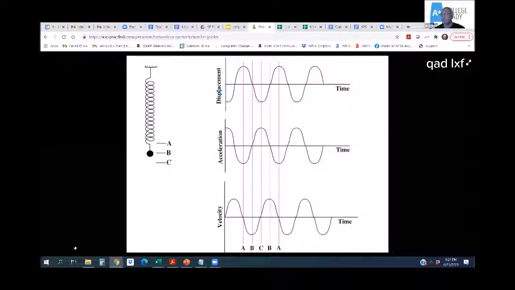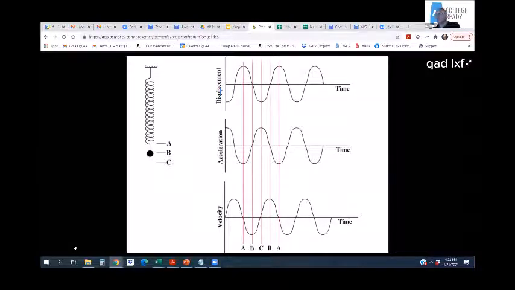So let's start off with this spring. Let's say that right now, the way it's pictured, the spring is at equilibrium. When it's at position B, that's the equilibrium position. Let's say now that we pull that spring down to C. So C would be its maximum displacement. And we let it go.